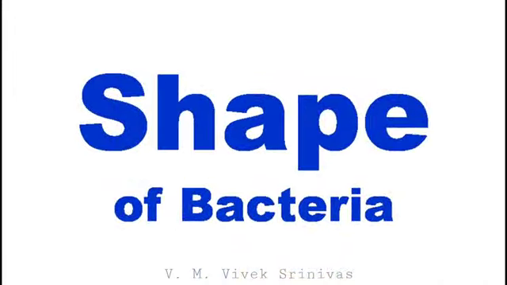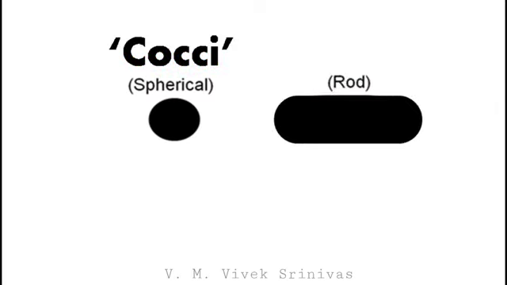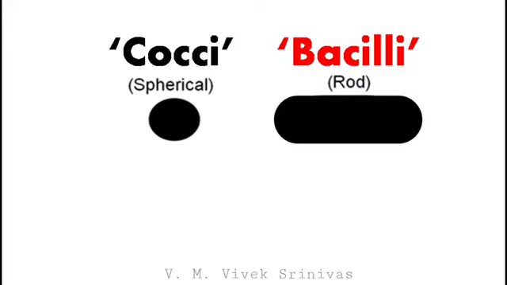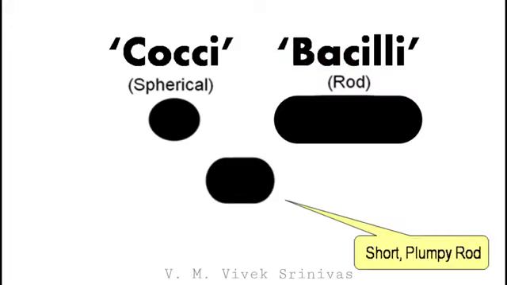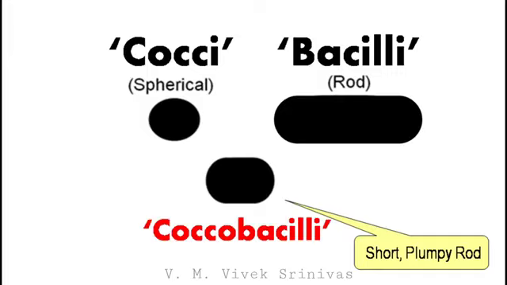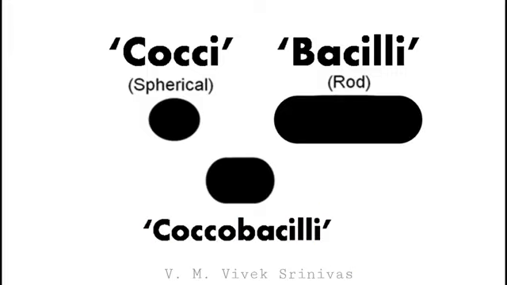A brief discussion on the different shapes of bacteria. Some bacteria are spherical shaped. This type of bacteria is called cocci. And the bacteria can be rod shaped. This type of bacteria is called bacilli. If it is in between, that is, short, plump, rod shaped, then they are called coccobacilli. These are the major shapes of the bacteria.